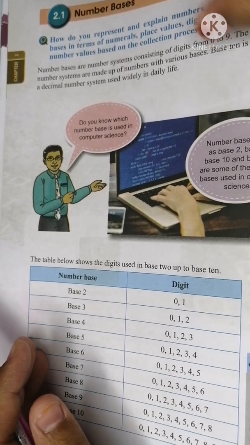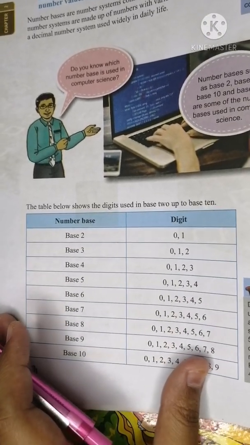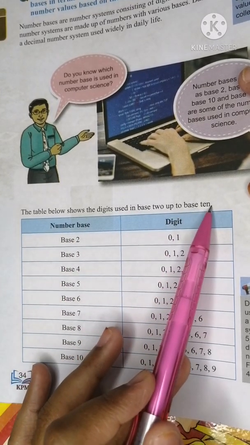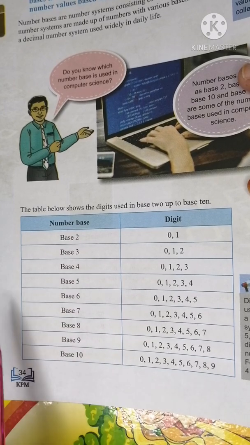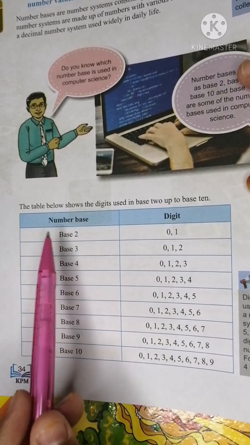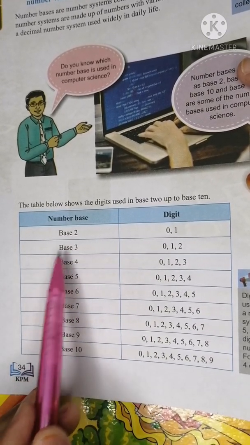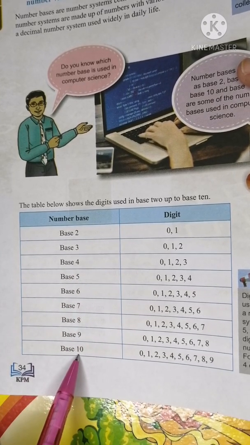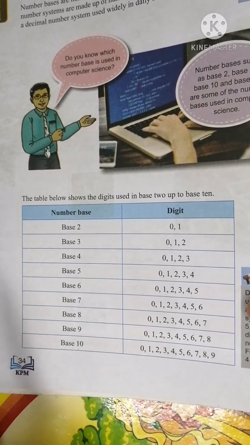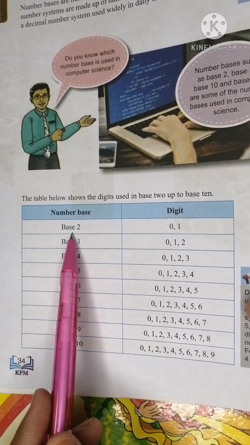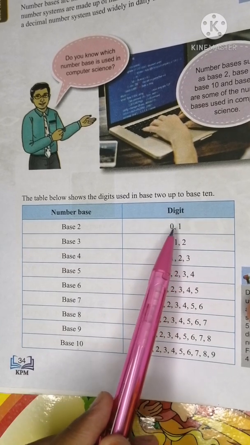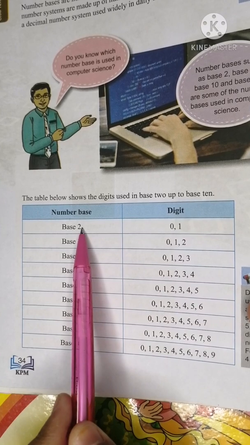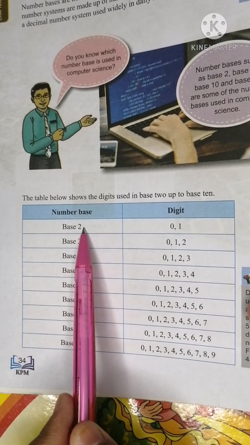But before that, look at this table. The table below shows the digits used in base 2 up to base 10. So these are all the types of number bases. We have base 2, base 3, base 4, base 5, until base 10. Now look at base 2. In base 2, the digits consist of 0 and 1 only, which do not exceed the number 2.